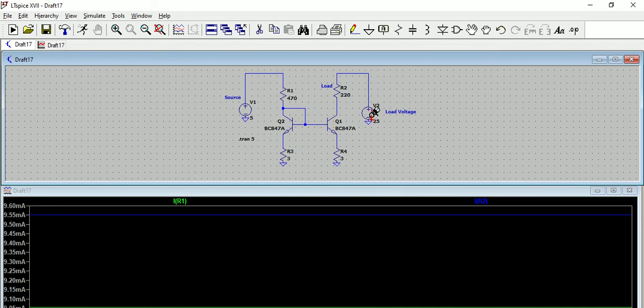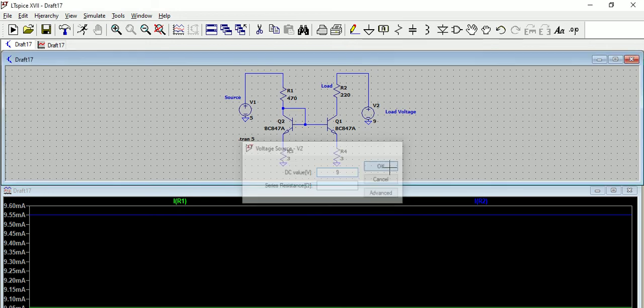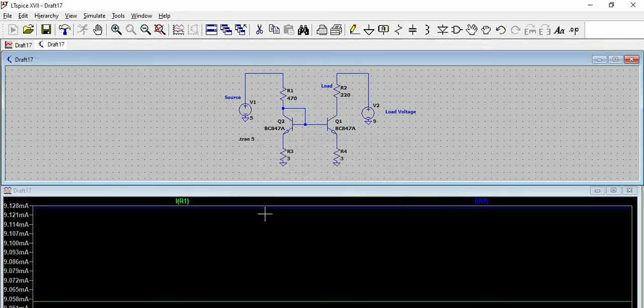Let us assume we connect only 9 volts here, and let us simulate this. You can see the variation in the current is very small. Again, it is almost similar to the collector current of the other transistor. Still there is some variation, definitely, but we can say they are almost equal, right?